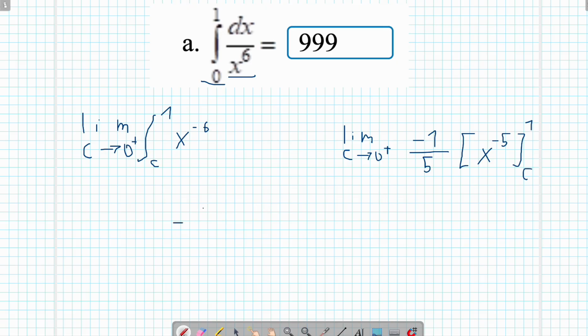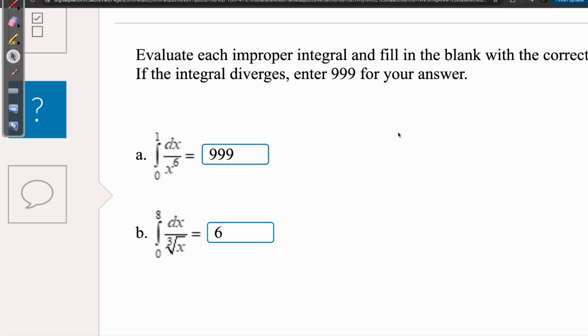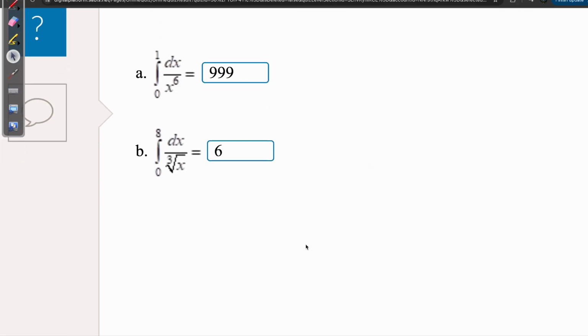So negative 1 over 5 times 1 minus infinity, which is infinity again. Because here we'll get negative infinity times negative 1 over 5, which is positive infinity, which is how we got 999. Part B.